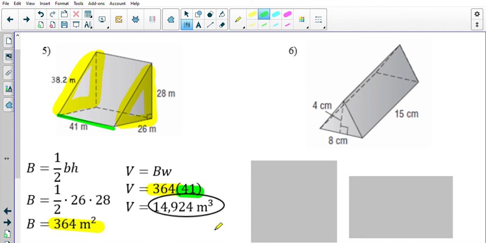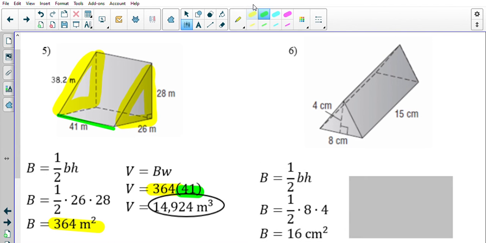Again, at this point, you may want to pause the video and take a look at number 6 on your own. Maybe give that problem a try. This is another triangular prism. So our bases are the two triangles. So this guy right here, and then this guy back here.